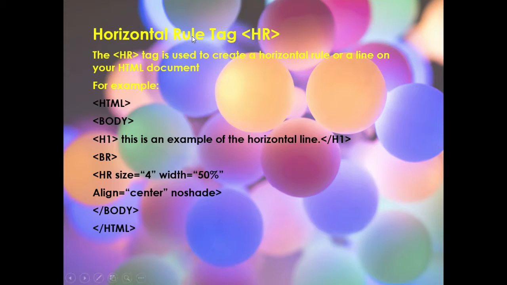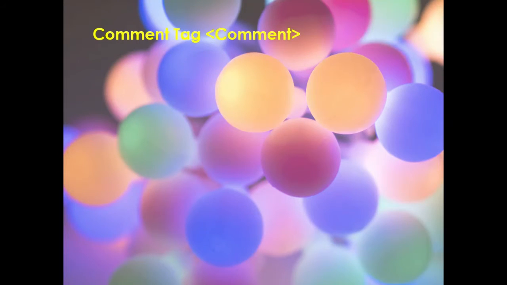Okay, you can see the horizontal rule tags. The HR tag is used to create a horizontal rule, or a line, in your HTML document. It is like the example yesterday. Yeah, this is the example: HTML, body, h1. This is an example of the horizontal line. We continue. Later we can practice directly in Notepad.